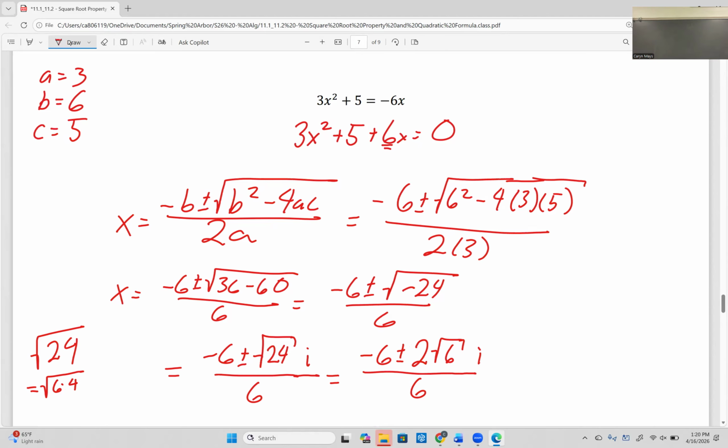So when I do 6 divided by 6, 1 or -1. I didn't say negative to start, so that's -1. 2 divided by 6 is 1/3. So we'd have -1 plus or minus 2 over 6, which is 1/3, square root 6 i.